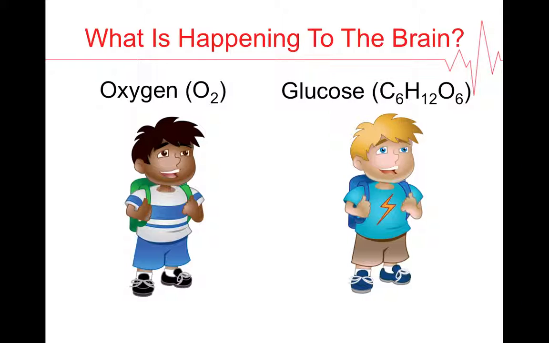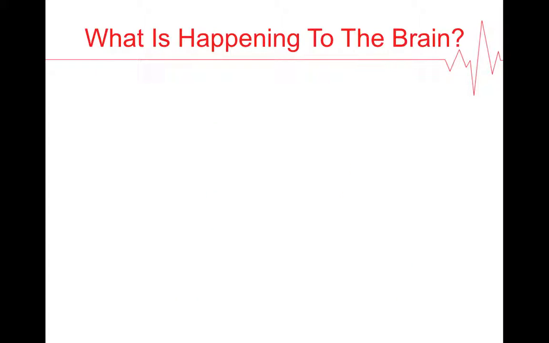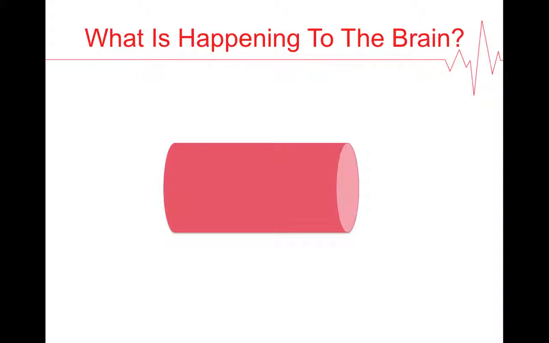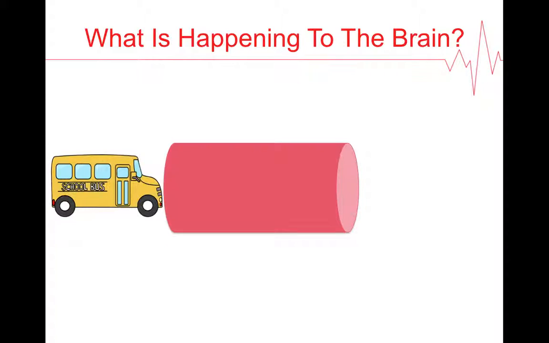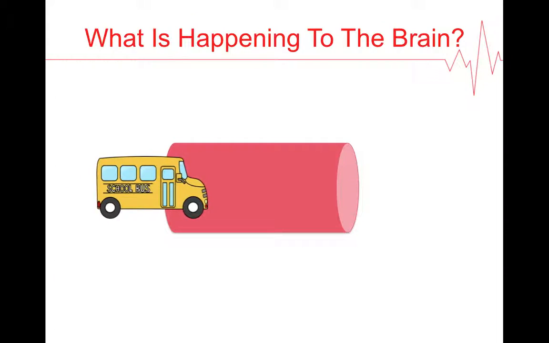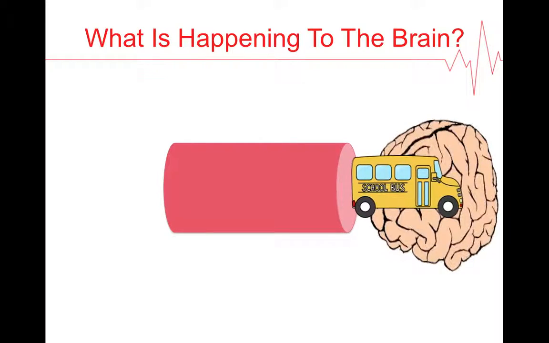So our blood, or the school bus, brings oxygen and glucose to all the important parts of the body, such as the brain. The brain needs these nutrients as well as oxygen in order to function. But how exactly does a school bus know how to get to the brain? Well, this is where the arteries come into play. We can think of arteries as roads in our body that direct blood to where it needs to go. So in summary, the school bus, or the blood, picks up all the students, oxygen and glucose, and begins its journey towards the school using the arteries as a road to get to the brain.